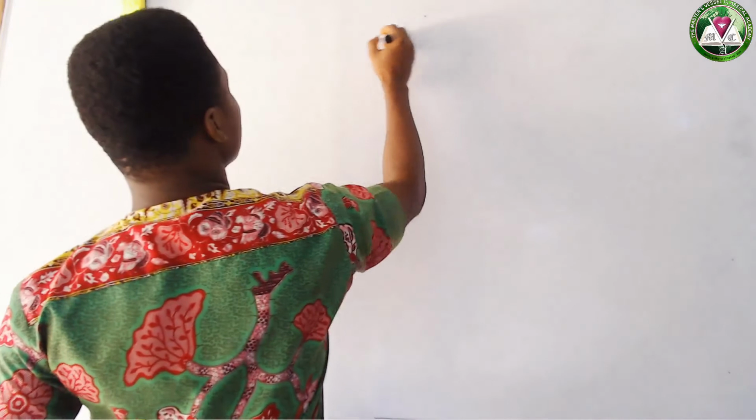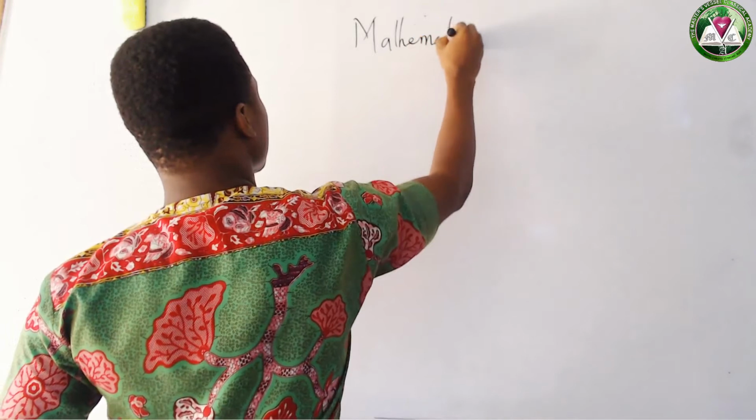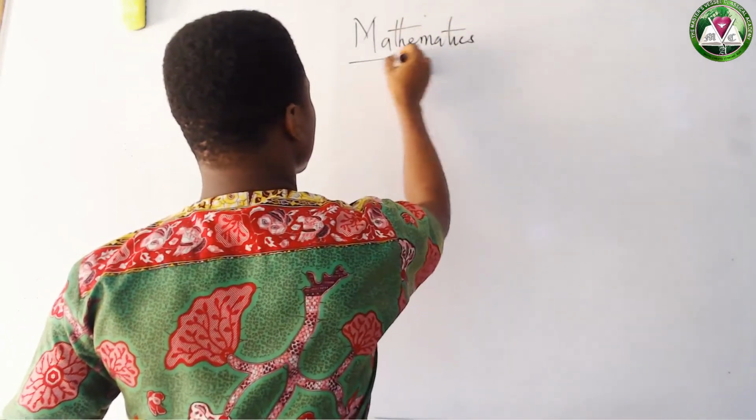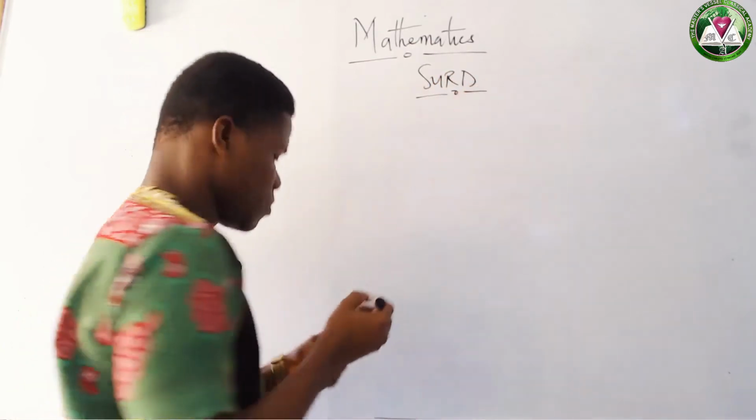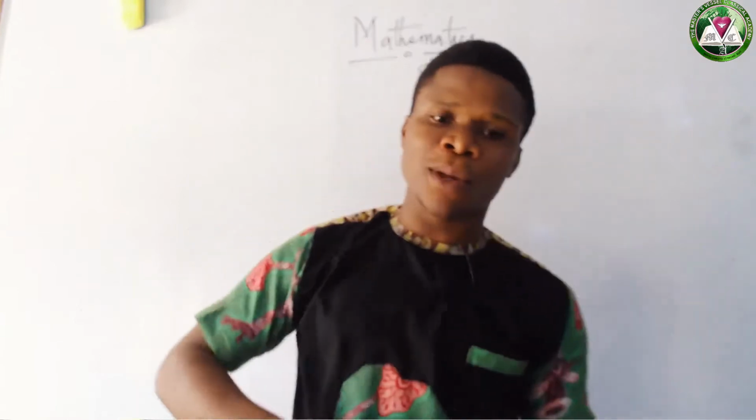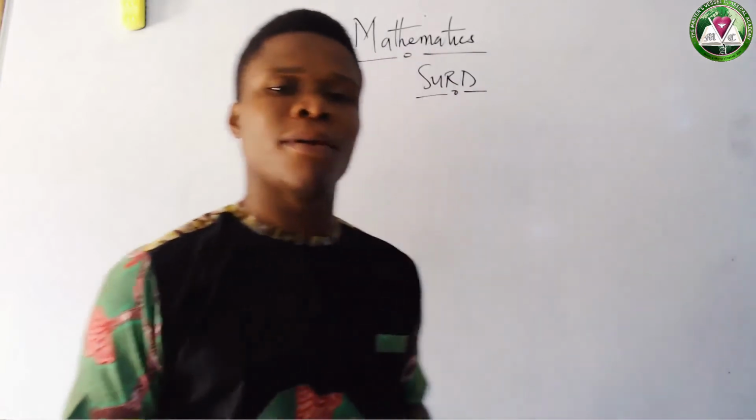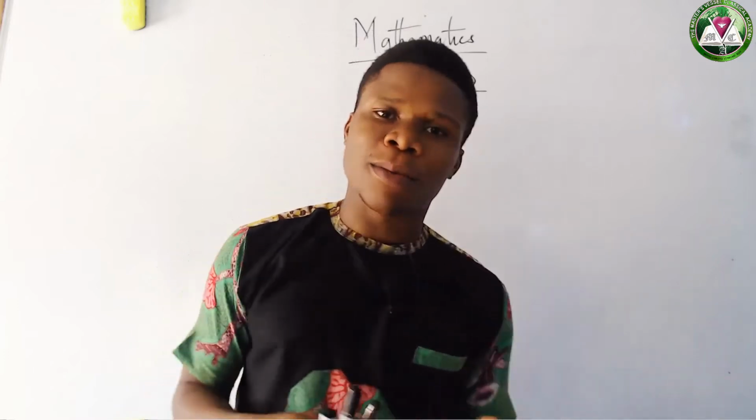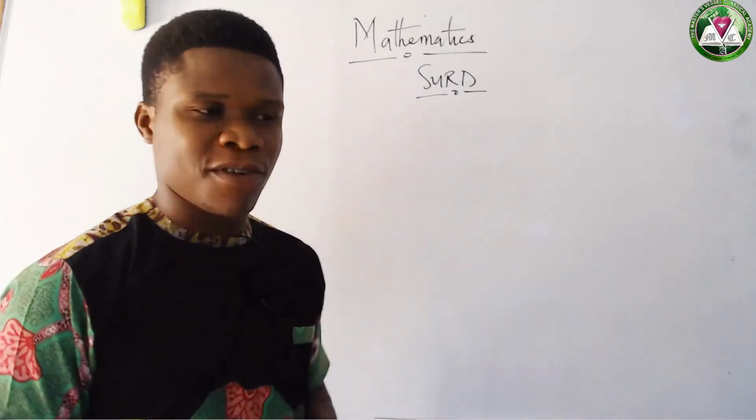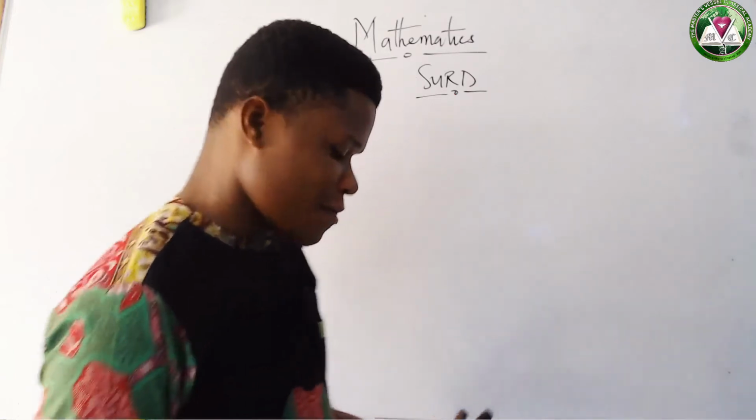Today we'll still continue with the same topic, Surds, but today we'll be looking at the four basic operations in mathematics: addition, subtraction, multiplication, and division, if time permits us. So we'll start with addition and subtraction of Surds. They go hand in glove.